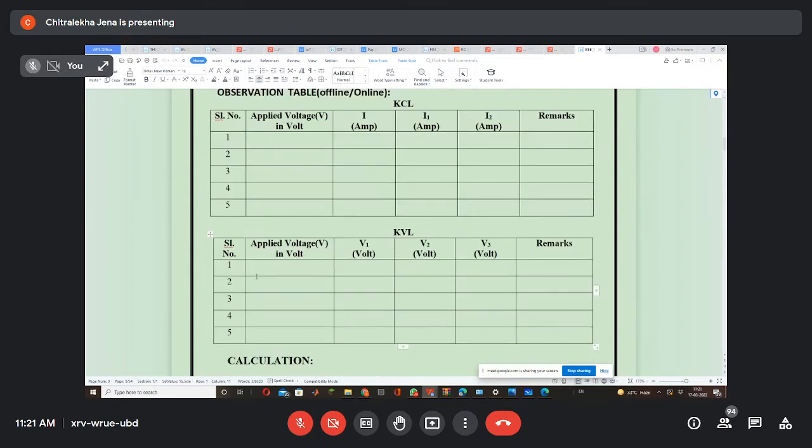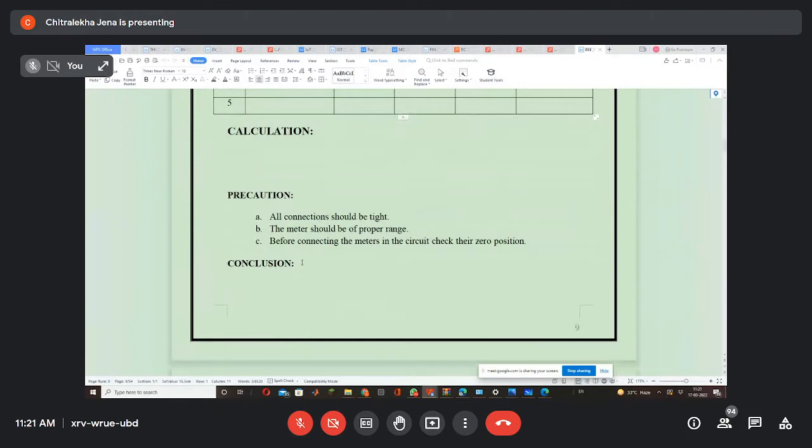Similarly, here you give some voltage, measure the voltage V1, V2, V3. Okay. Then you will see that V is equal to V1 plus V2 plus V3. Here also some loss will be there. So V will be nearly equal to V1 plus V2 plus V3. This is what exactly you will be doing.